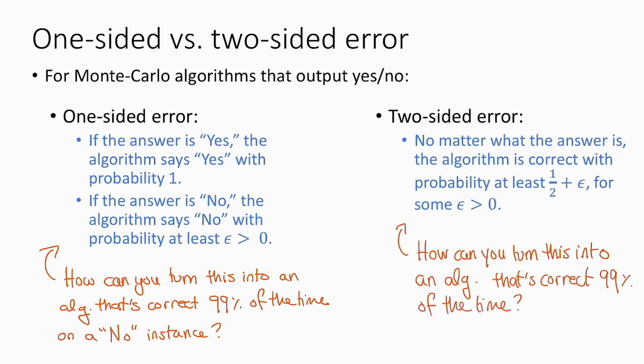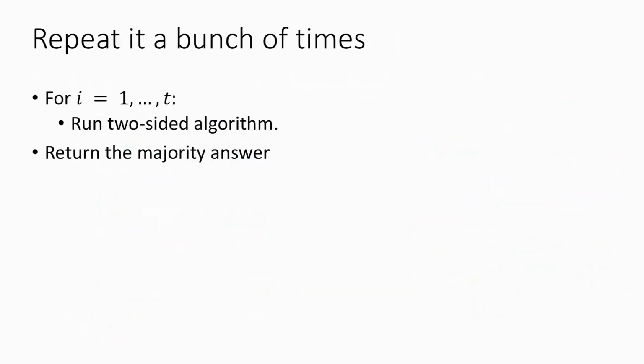That is, we can ask the same question: how can you amplify an algorithm with this guarantee into something that's correct 99% of the time? And we're going to have the same answer. That is, we're going to repeat it a bunch of times. So in this case, the algorithm is going to look like this. For i equals 1 to t, for some parameter t that we'll choose in a moment, let's run that two-sided algorithm and just take a majority vote. If it says yes more than half the time, output yes. If it says no more than half the time, output no.